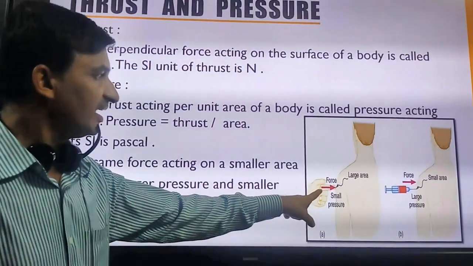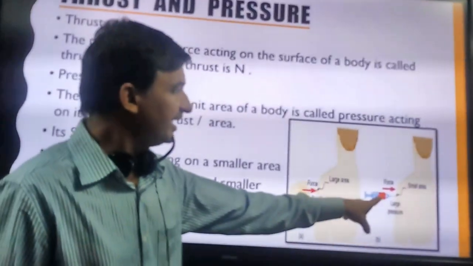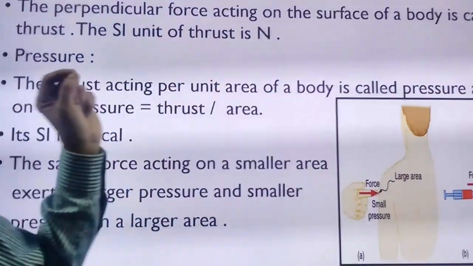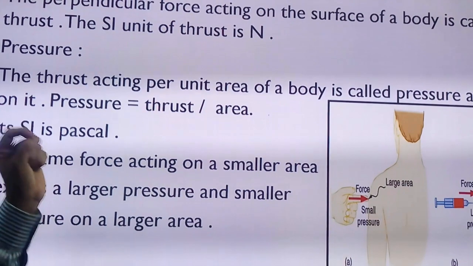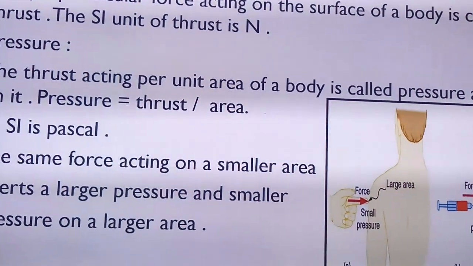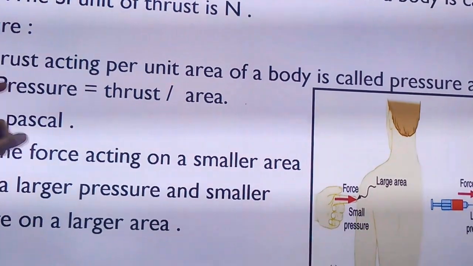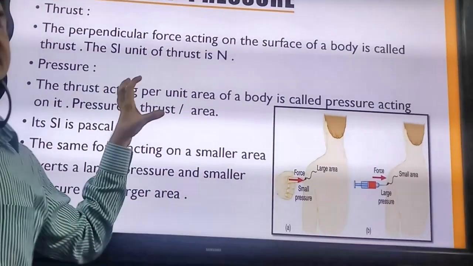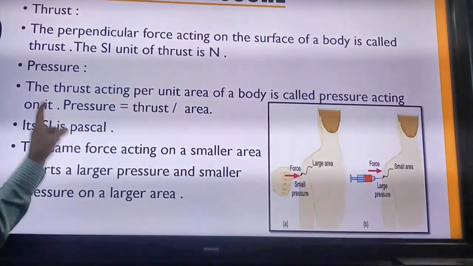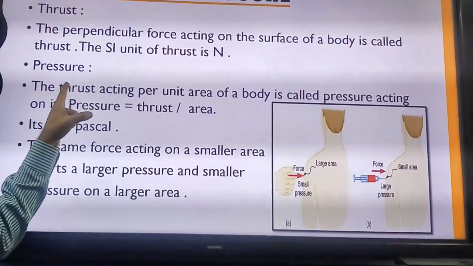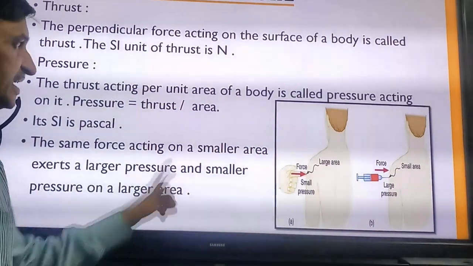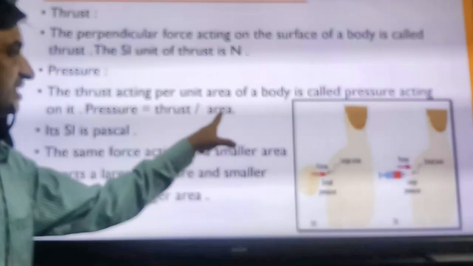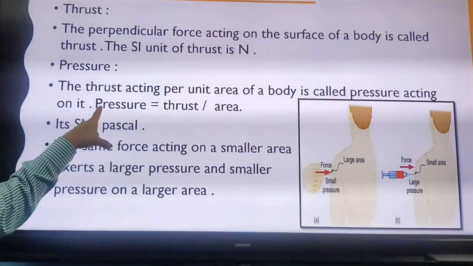Here in this figure we are using a needle. This needle is making thrust, and it has a pointed end. By making a pointed end we can make a great pressure. Pressure depends on thrust, and along with thrust it depends on area also. Thrust acting on the surface per unit area is called pressure. Pressure is equal to thrust upon area. By reducing area we can produce a great pressure.